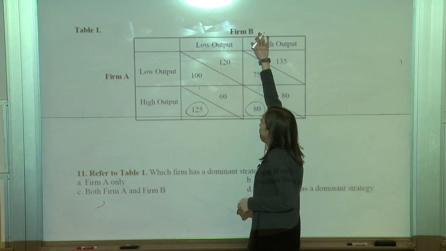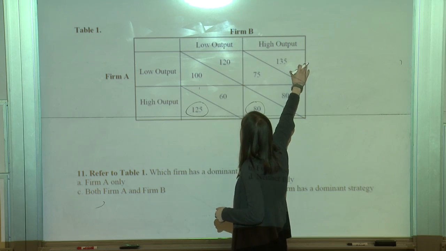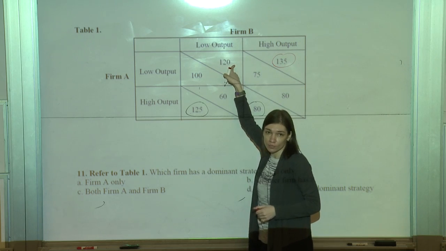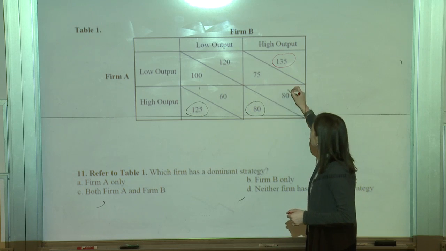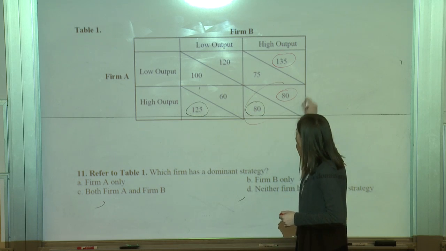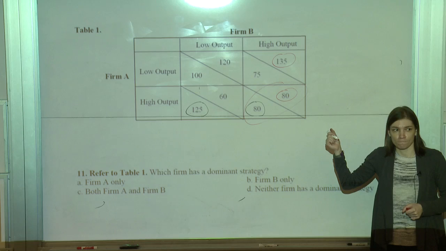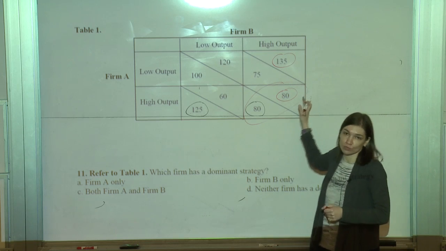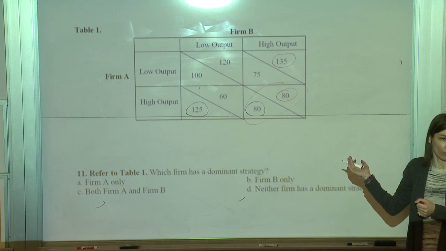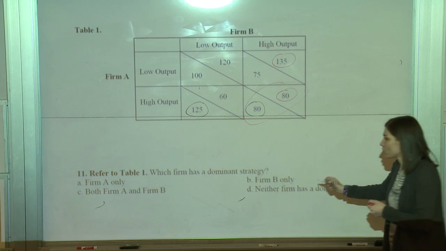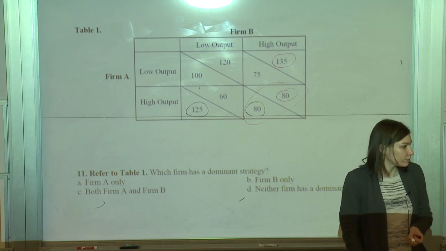Now on firm B, what's my optimal response if firm A chooses low? High, right? Because it gives me 135 versus 120. And again, if firm A is to choose high, what should I do? High. All right. There's the overlap here. And does firm B have a dominant strategy? Yes. In either case, they're going to choose high output. So the question is, which firm has a dominant strategy? Both. Both of them have a dominant strategy, which is always high output. So that's answer C.